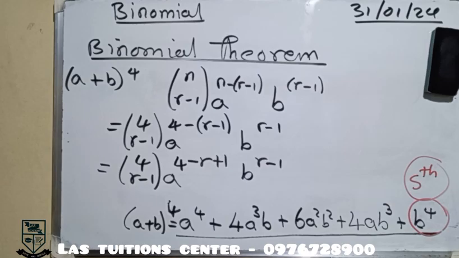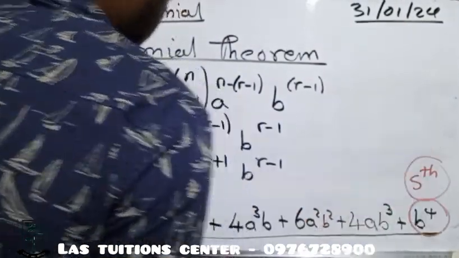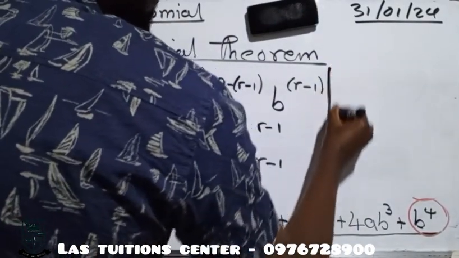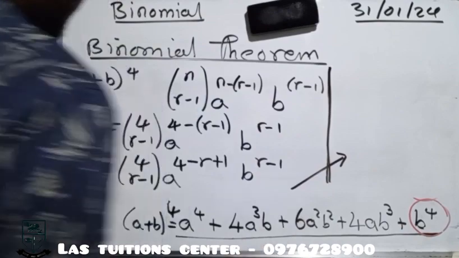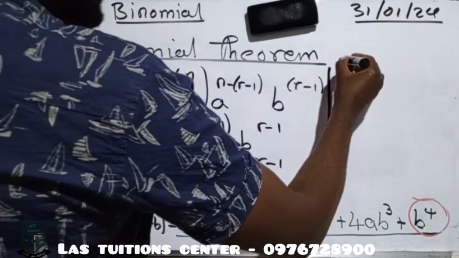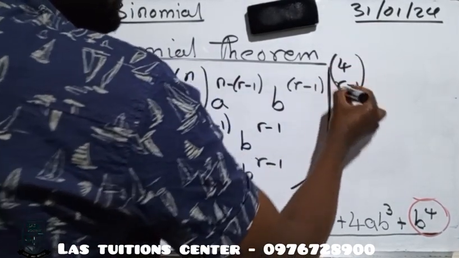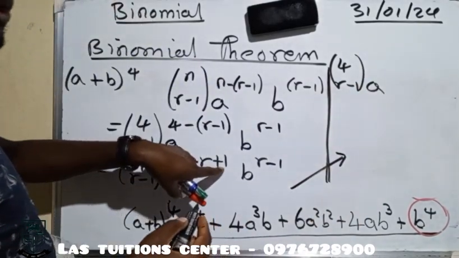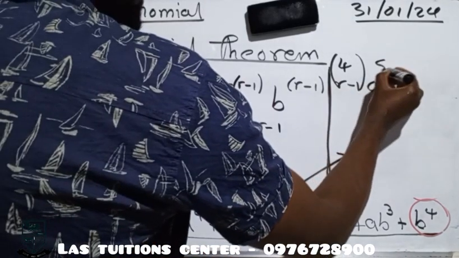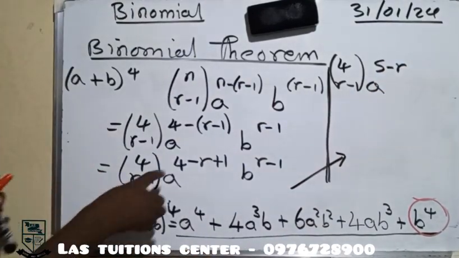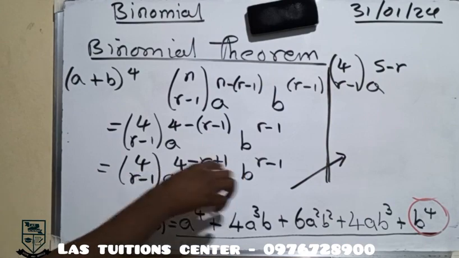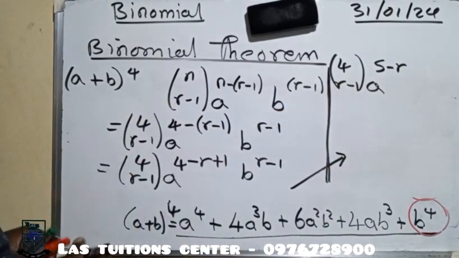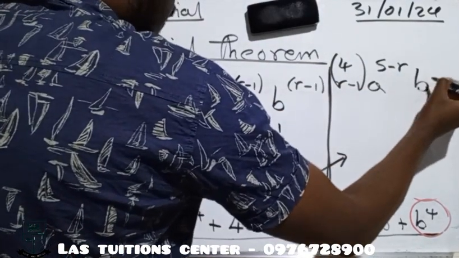Okay, so this one we can count. So let me just remove it there. If we bring it there, we're going to have 4 choose r minus 1, and then we have a. Now 4 can add with 1 to give us 5, so 5 minus r. I hope you understand that 4 plus 1, because this is one term. So 4 and 1 are like terms. They can add to give us 5. Then we have minus r. Then we have b to the power r minus 1.